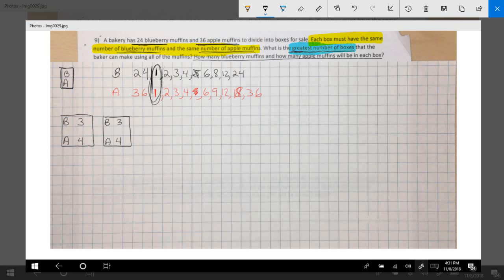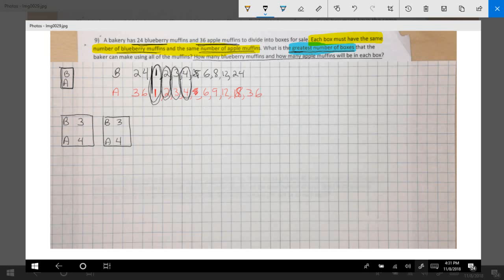If I make 2 boxes, then I'm going to have 12 blueberry in one box and 18 apple in one box. So that's great, still not a lot. I could do 3. That's also a common factor. I could easily make 3 boxes, and I'd have 24 blueberries divided into the 3 boxes, so that'd be 8 muffins, and then apples it'd be 12. But that's still not the best I could do.